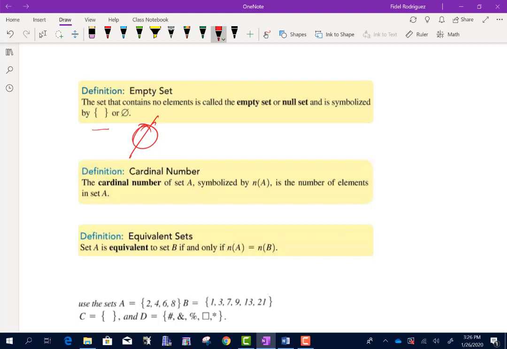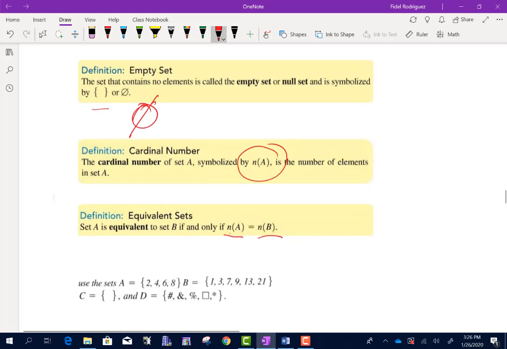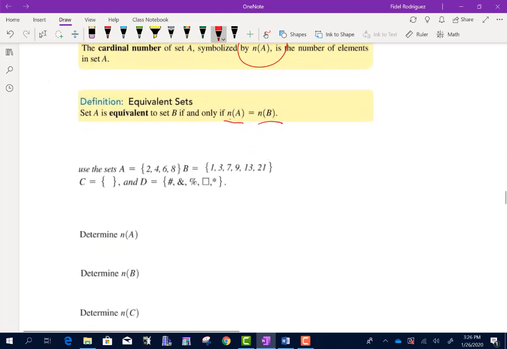All right, the cardinal number. The cardinal number of a set A, the way we write it is n with parentheses A, is the number of elements in the set, okay? And equivalent set. So it says the set A is equivalent to set B if and only if they both have the same number of elements. The elements don't have to be the same, but they have to have the same number of elements. Then we can call them equivalent sets.